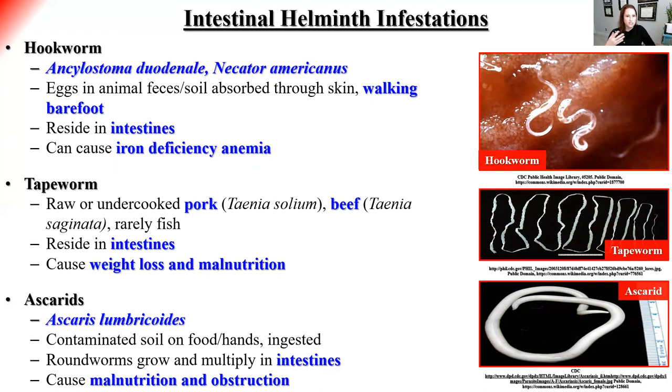the food intake. Ascarid worms are large white roundworms, and they come into the body from the contaminated soil. They could be on the food or hands. It becomes ingested, and then they grow and multiply in the intestines. At first, they can cause malnutrition because all the nutrients are going to the worms. But the secondary complication of these is that they reproduce so much that you can actually get an intestinal blockage from all of the worms that have reproduced in that area.